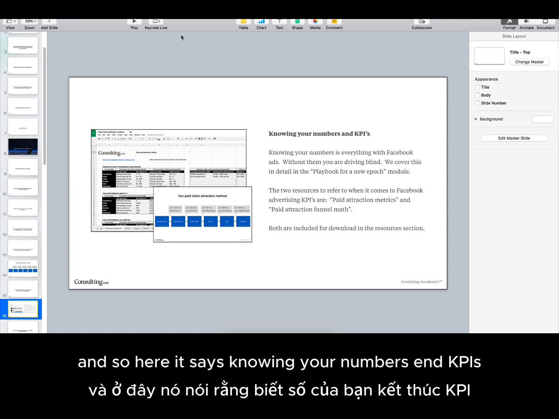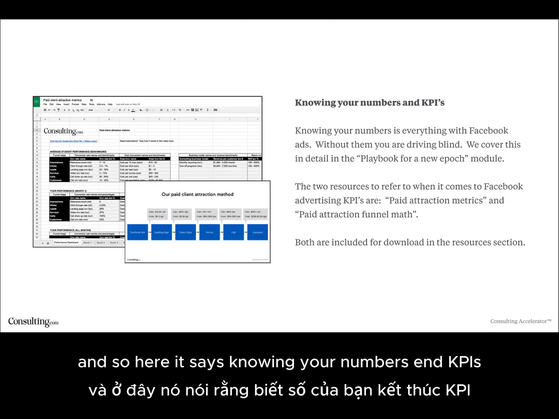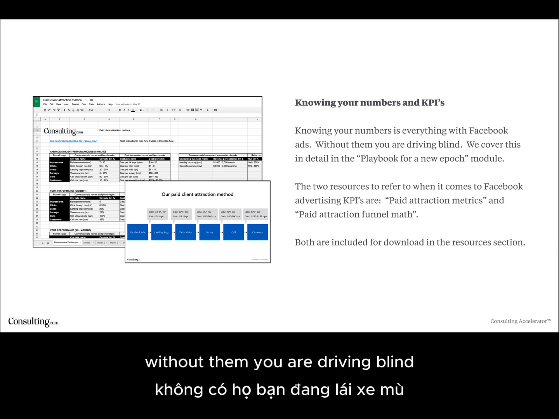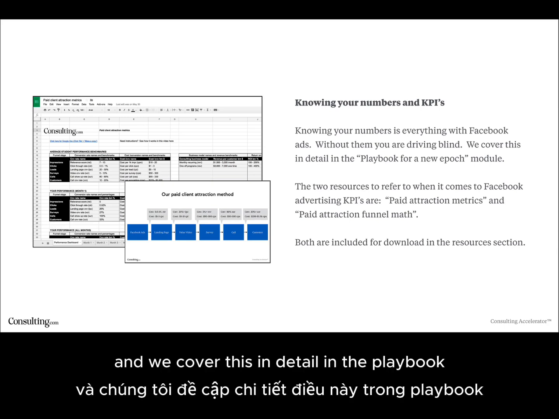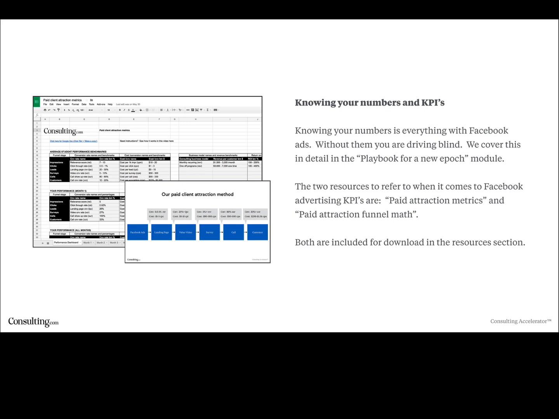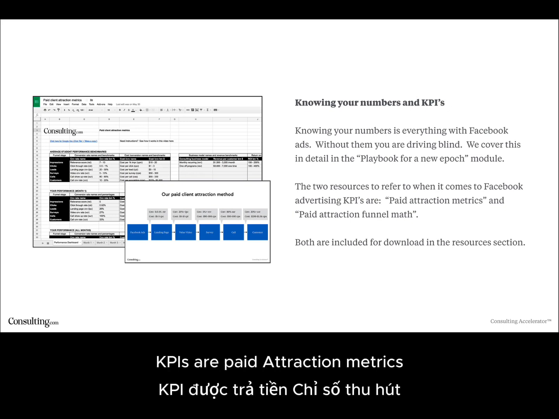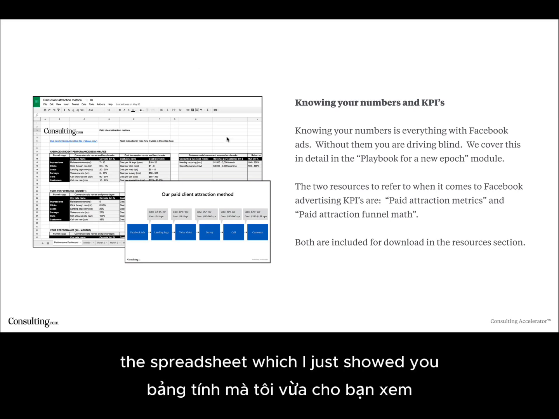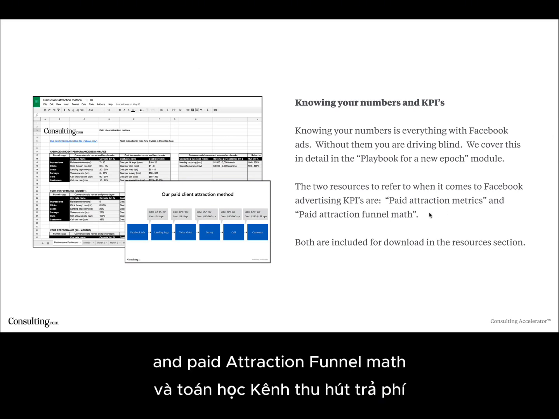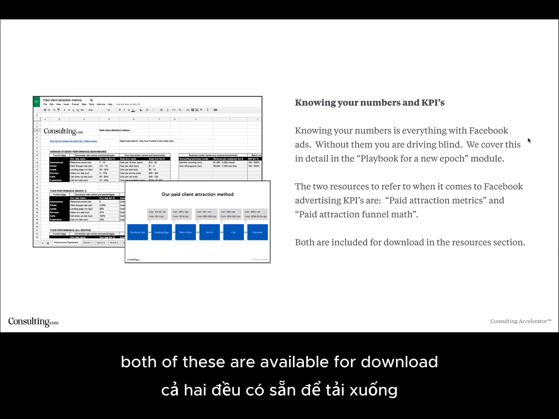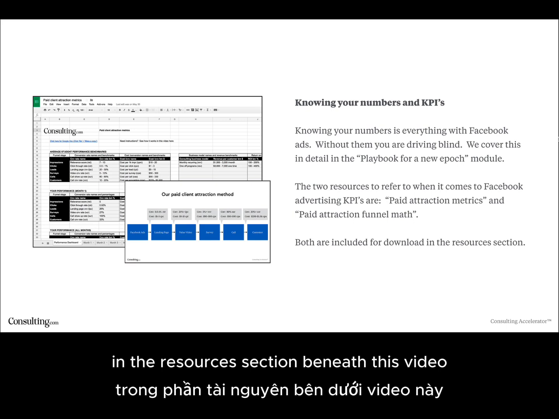And so here it says knowing your numbers and KPIs. So knowing your numbers is everything with Facebook ads. Without them, you are driving blind. And we cover this in detail in the playbook for a new epic module. And the two resources to refer to when it comes to Facebook advertising KPIs are paid attraction metrics, the spreadsheet which I just showed you, and paid attraction funnel math, which is a PDF. Now, both of these are available for download in the resources section beneath this video.